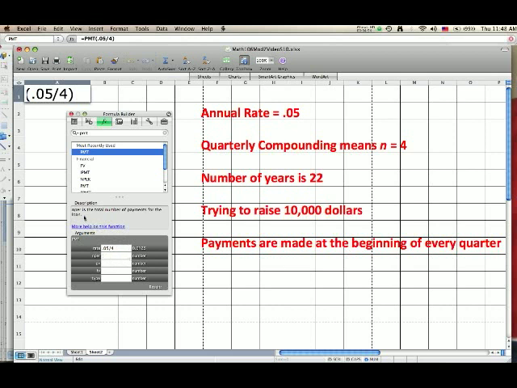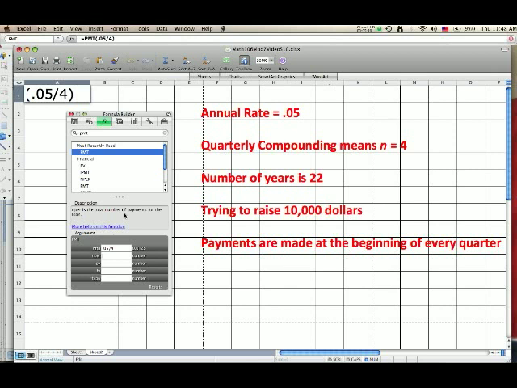And if you look at the description for the number of periods, it says this is the total number of payments for the loan. Excuse me. So how many payments do your grandparents make? That should be a very easy question to answer. Your grandparents made 88 payments.